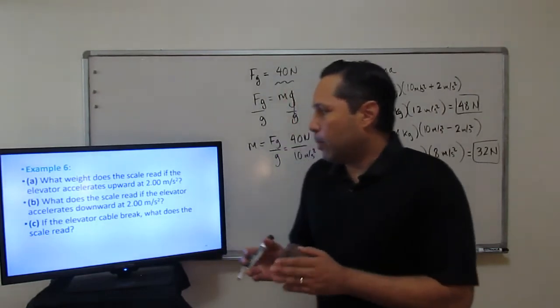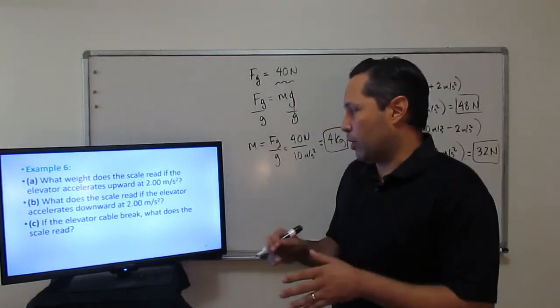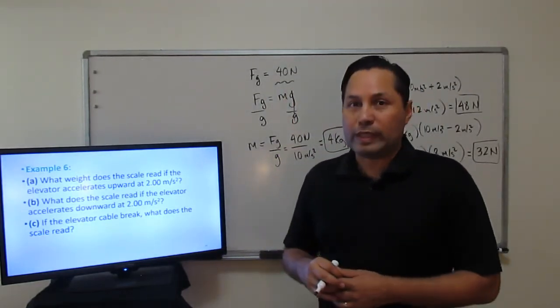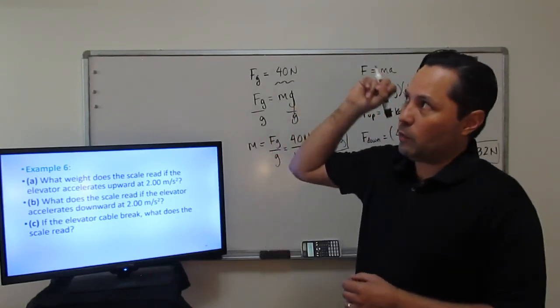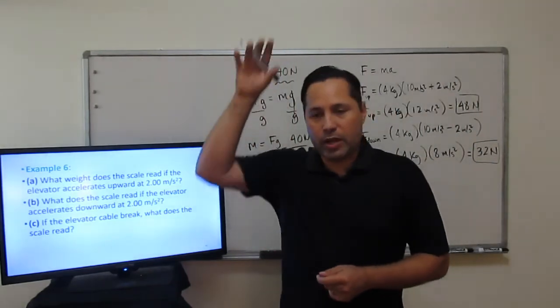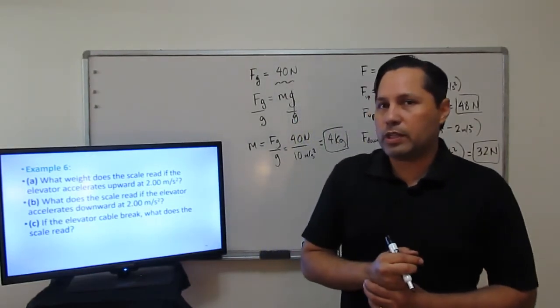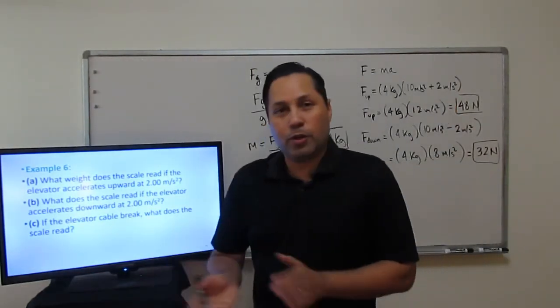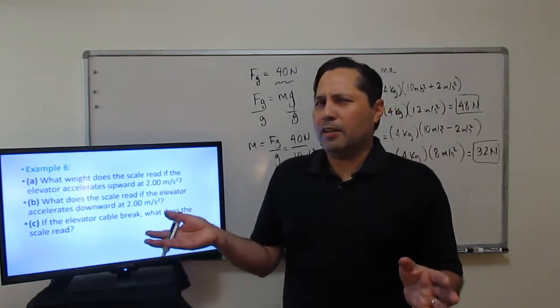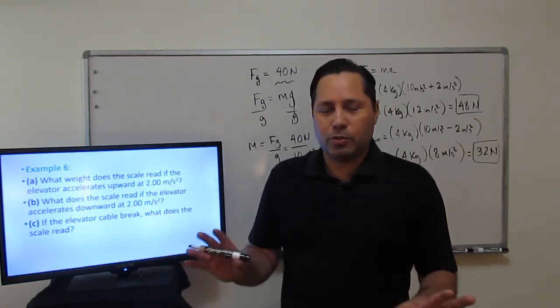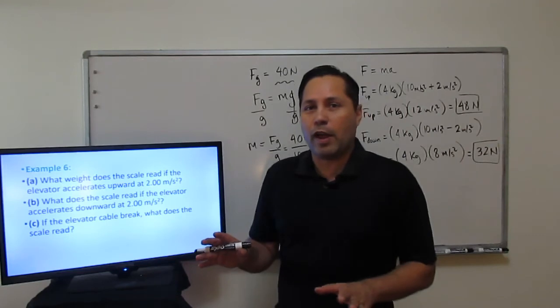Alright, part C, if the elevator cable were to break, what does the scale read? Alright, so we're assuming the elevator cable breaks. Now we're free falling. And what would the scale read? By the way, if you're worried for the woman, the elevator does have brakes in case that ever happens. Don't worry, she and the fish will be fine.